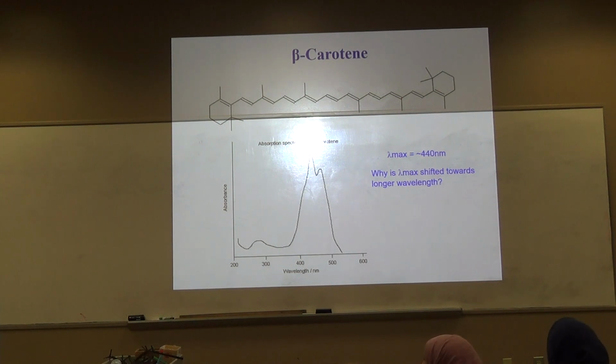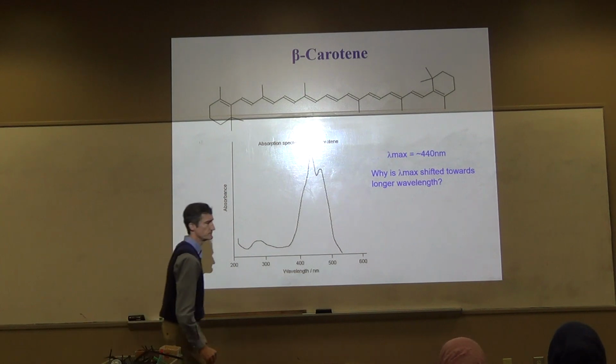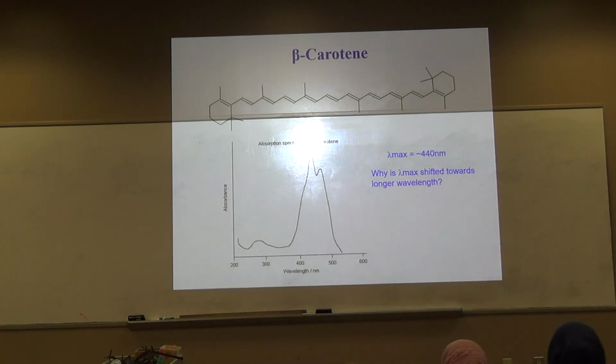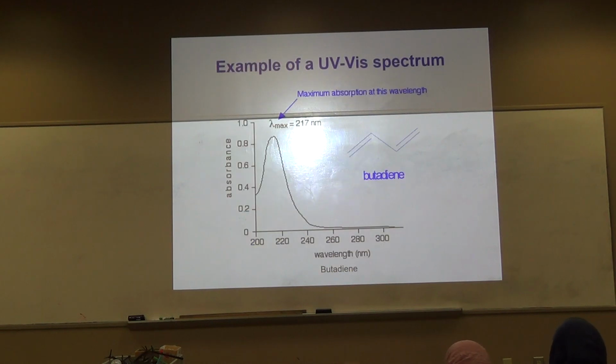Because it reflects orange light. Yeah, but why? Tell me more. Why is it orange? Go back to butadiene. What color is butadiene, do you think? No color. It is a liquid. What color do you think it is? Not visible. Colorless? Why?